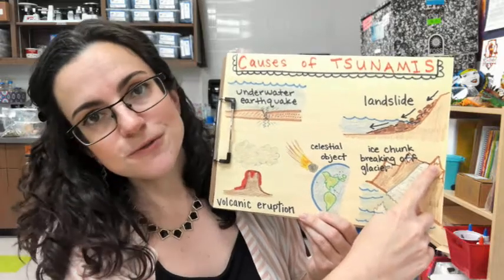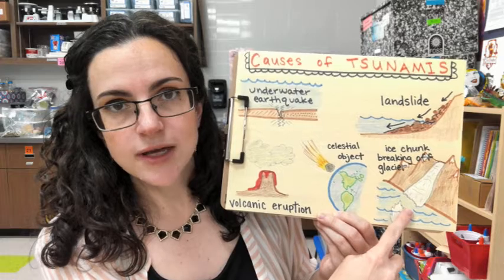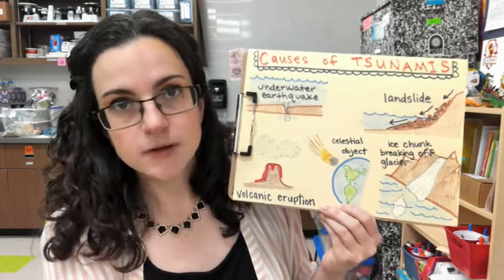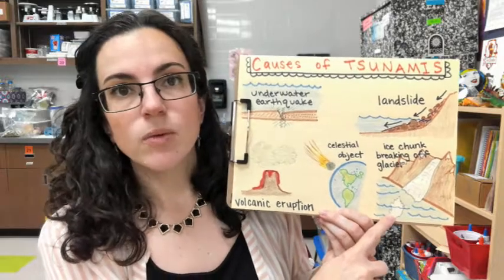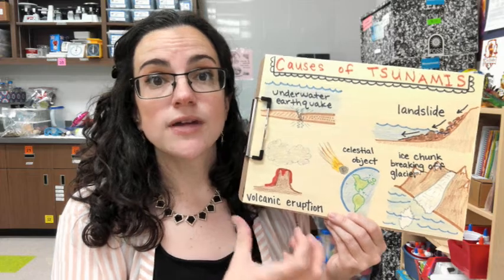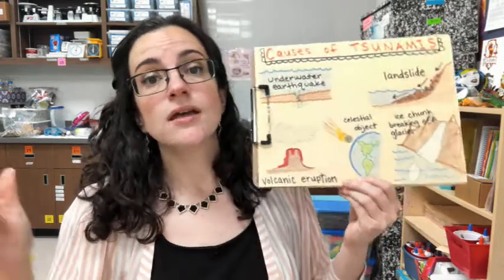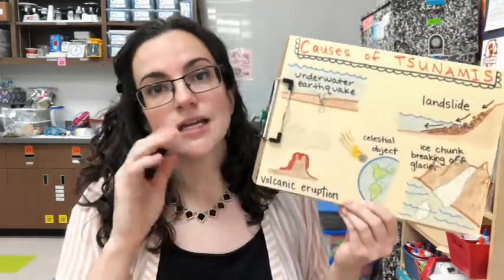Another way that a tsunami could be started is, let's say you're at a glacier, which is a huge, huge chunk of ice, and at the very end, a big chunk of that ice gets broken off and falls into the water. We would call that an iceberg. Well, that ice hitting the water is going to have an effect. That energy is going to kind of fly away from the ice and cause ripples within the water.